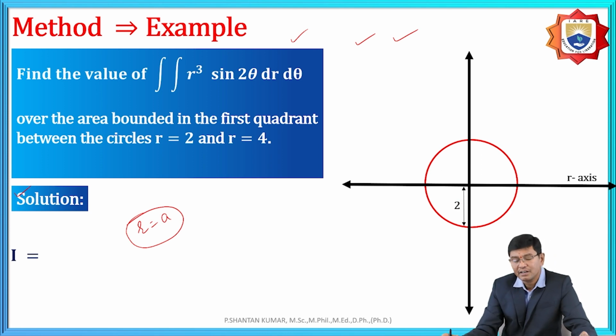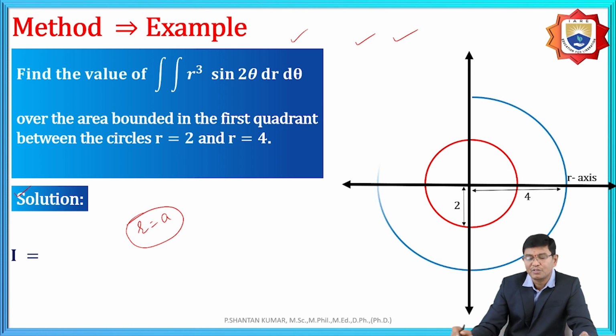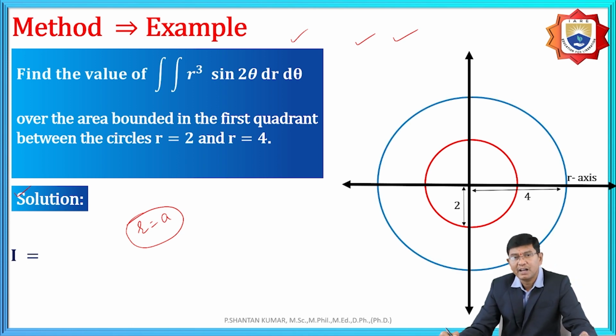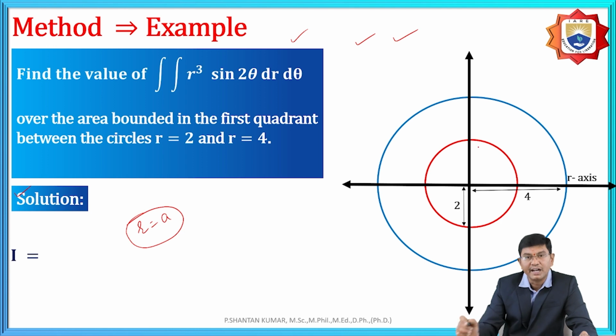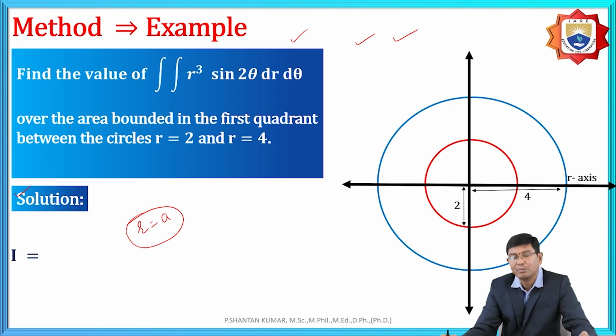And again, similarly, we need to draw the diagram. What is r is equal to 4? That means here the radius is 4. In the first one, r is equal to 2, this is the circle. And now, r is equal to 4 is another circle with radius 4. Therefore, this is the circle with the help of 4. While we are observing this, the first circle, r is equal to 2, is the red color and the circle of 4 is the blue color.